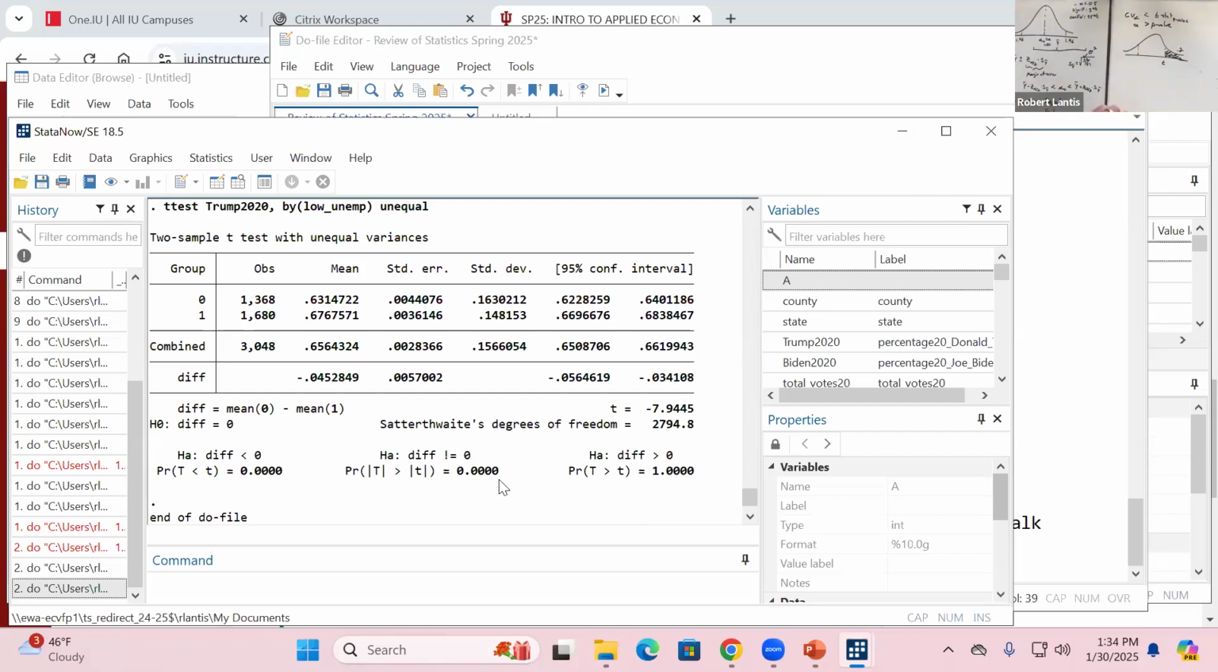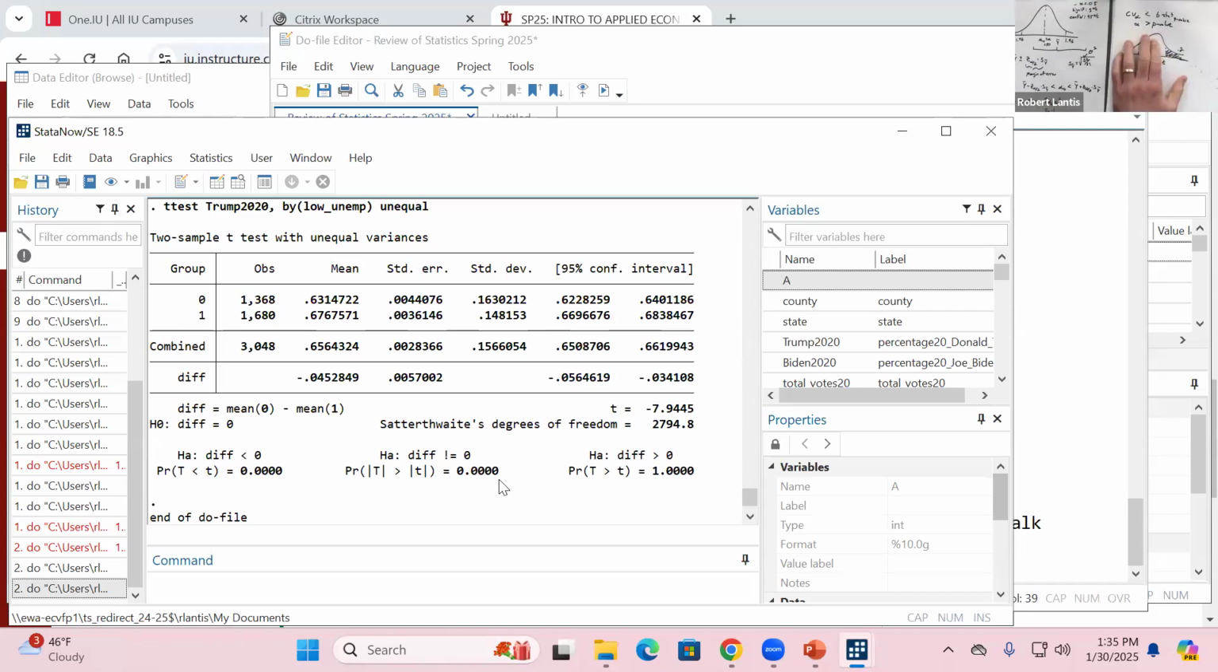Remember, tattoo this on yourself or have it written on everything you do. All throughout the semester, we're always going to reject if that p-value is less than alpha. So what are our typical alphas? We said 0.1, 0.05, 0.01.